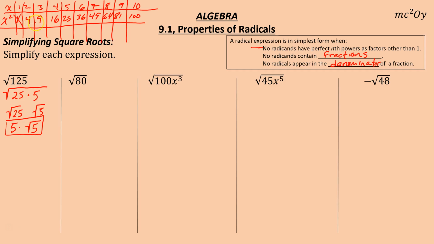So the next perfect square that's a multiple of 4 is 16. Does 16 go into it? Yeah, it does. It goes in 5 times. And if you're not sure, get a calculator. Do 80 divided by 4, 80 divided by 9, 80 divided by 16.